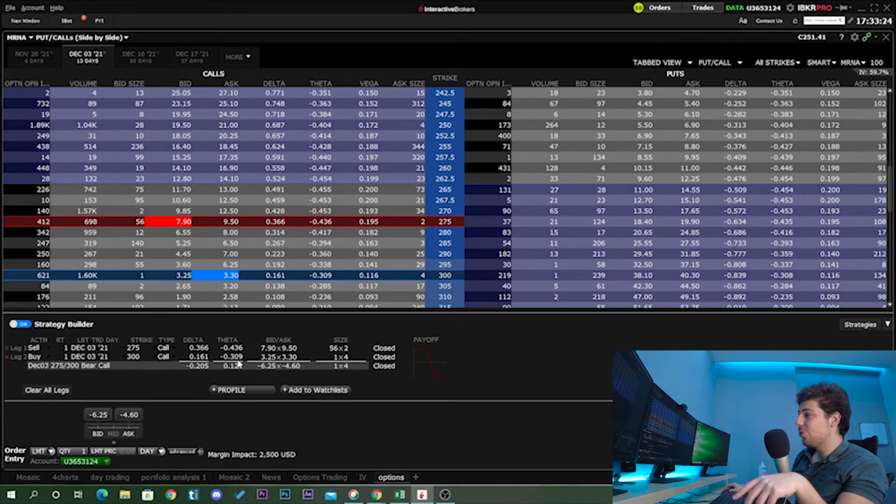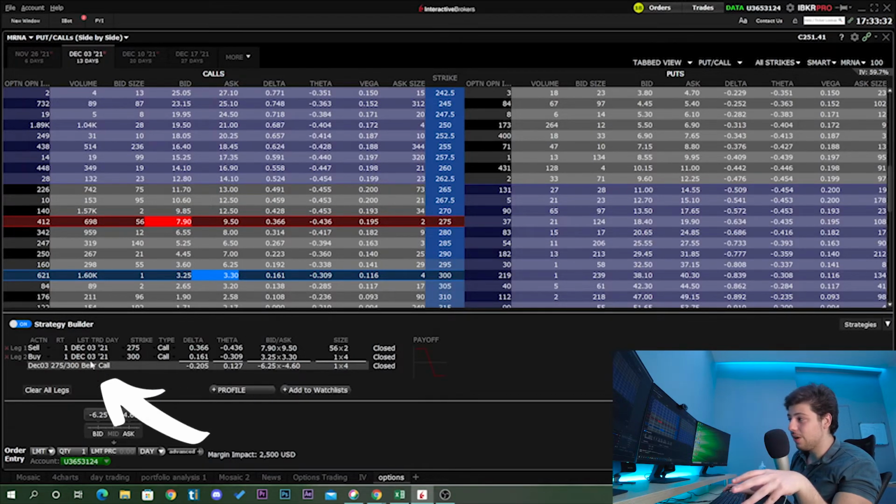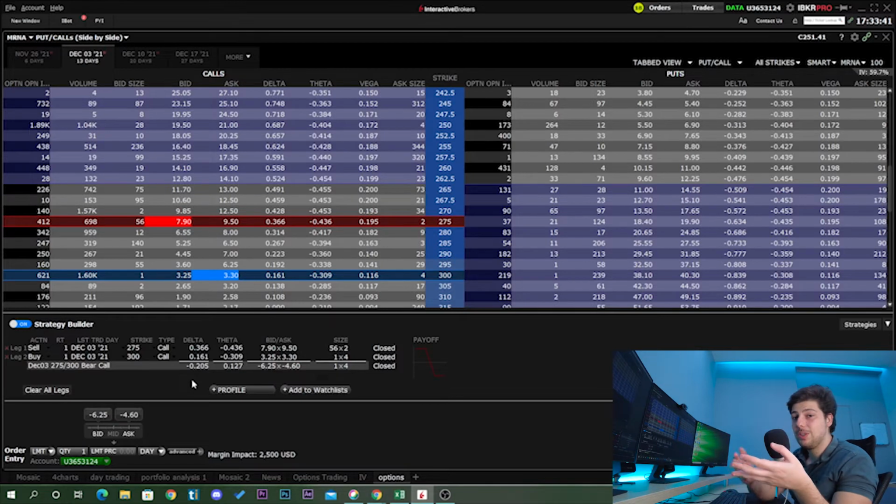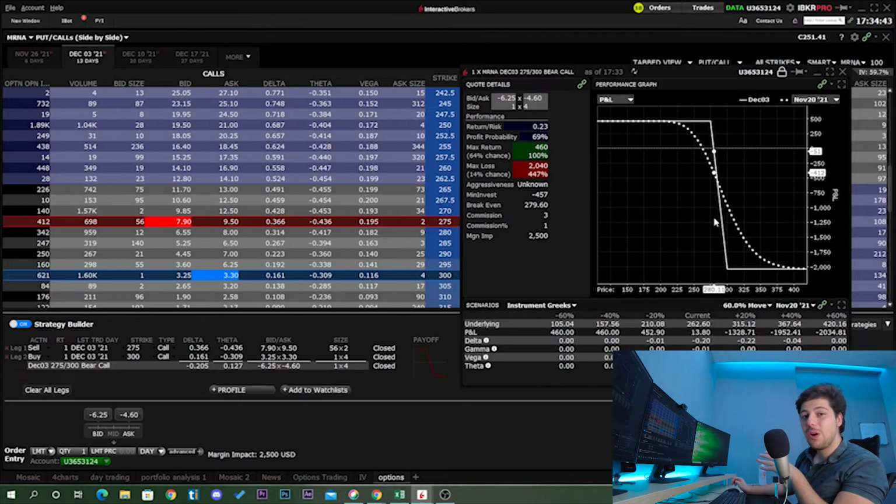The first thing that you're going to realize is that delta is negative, and Interactive Brokers directly realizes that this is a bear call. If delta is negative, that means you make money when the stock price goes down. And if we check the performance profile of the strategy, we're going to realize it's very close to the bear put. Your maximum profit potential is limited, your maximum loss is limited, and you have one break-even point.